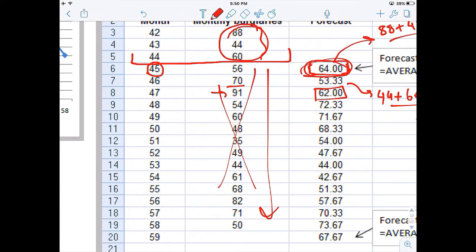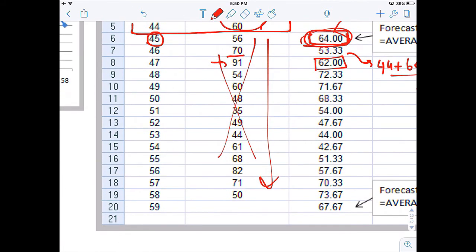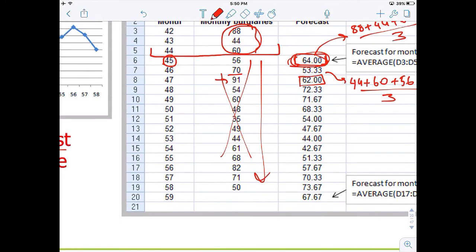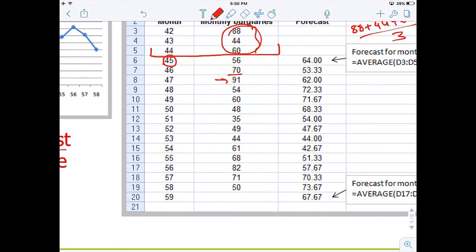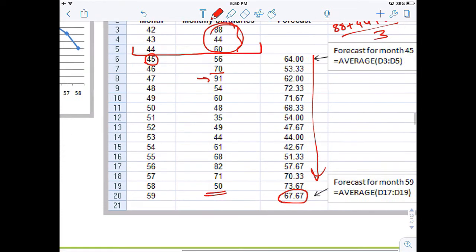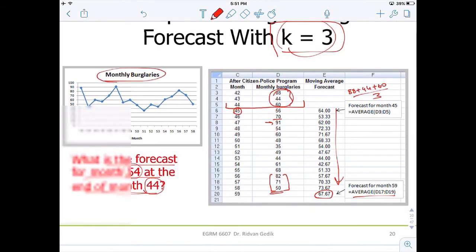Well, if you have data points available to you, then you definitely have to update this measure. For example, this column updates itself all the way up to the last observation. 67.67 is just the average of the previous most current 3 data points. Okay, all right, that should be very clear.